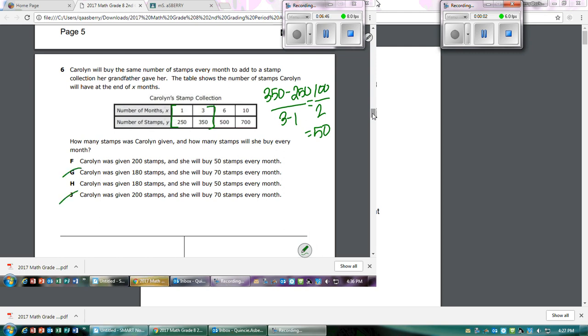Now I need to know, well, what did she start with? So if I know this is changing by 50, if I had a 2, it's changing by 50, so this is 300. That means I can start from the first one, and I go back 50, I'm at 200. If I go back 1, I'm at 0. So that means she's starting with 200 stamps. Therefore, my answer should be F. Okay, because remember, this is at 50 over 1. This is your changing y over your x. Your y is changing by 50, your x is changing by 1.